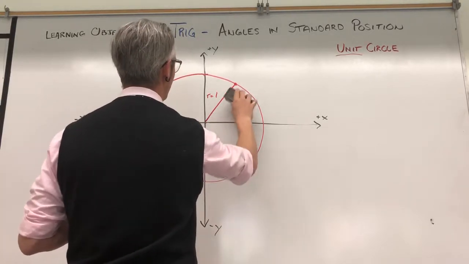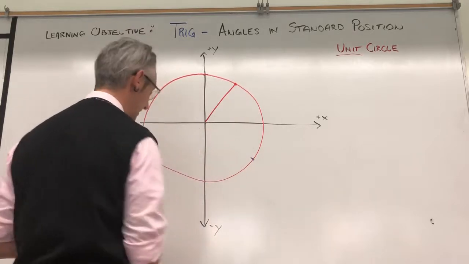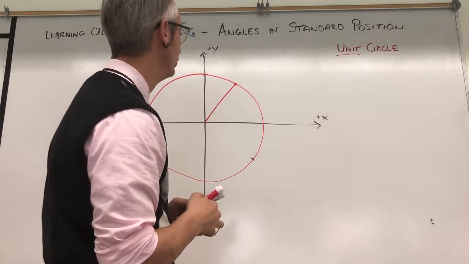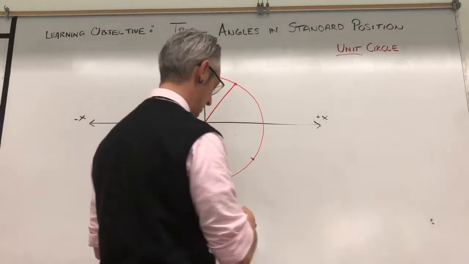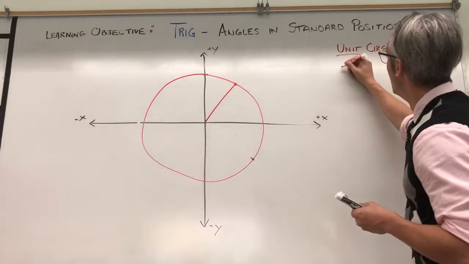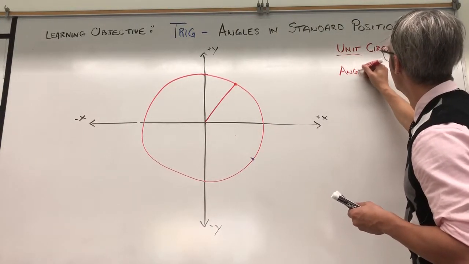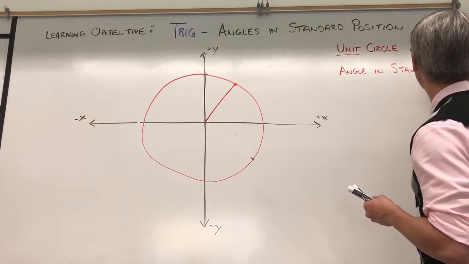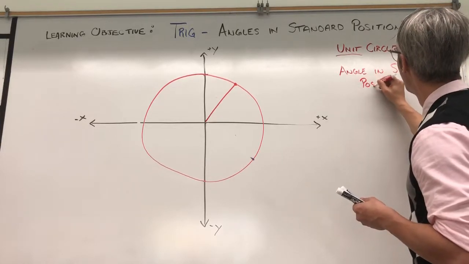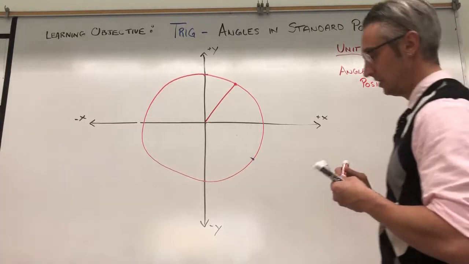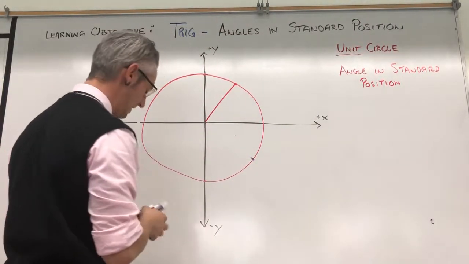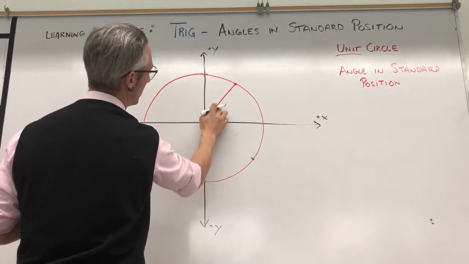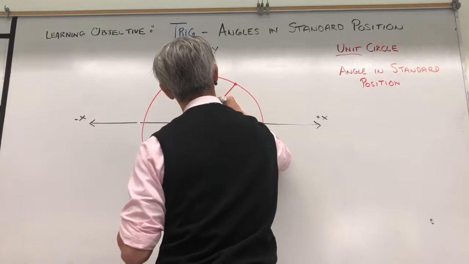So what is important about this? Well, because we're dealing with trigonometry, we're going to be dealing with angles. So we need to introduce first a couple new concepts as well. We need to know what an angle in standard position is. What is an angle in standard position? Well, an angle in standard position is any angle that is formed with a radius, or we call it a terminal arm. We also call this a terminal arm.